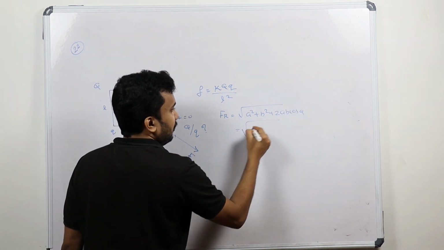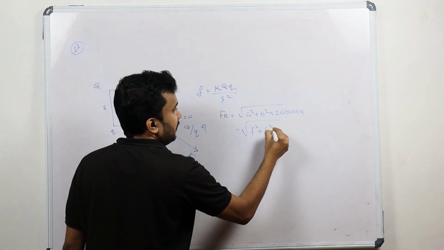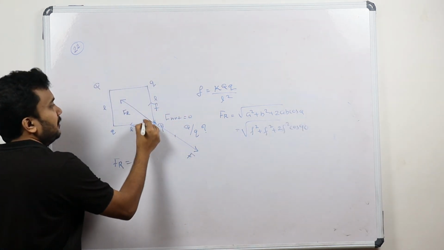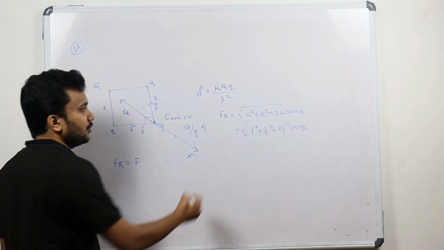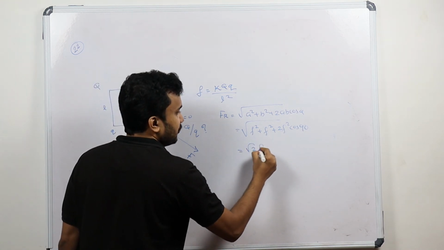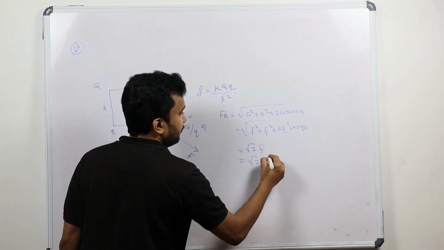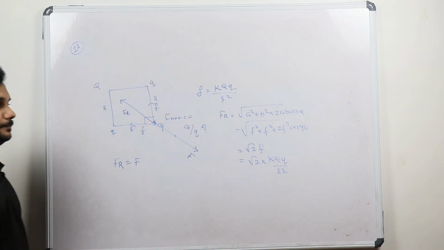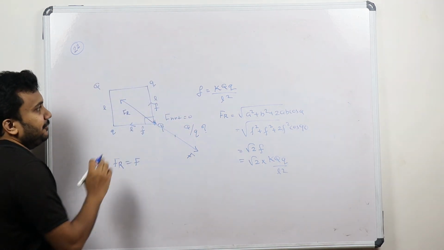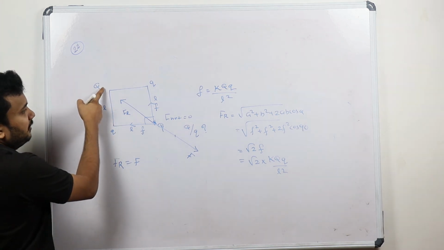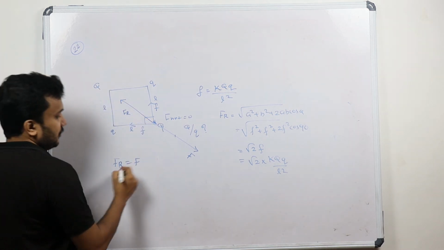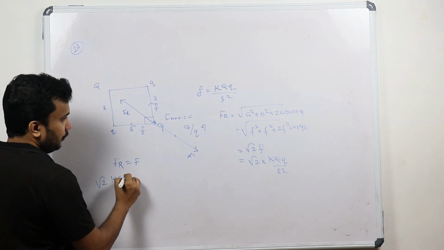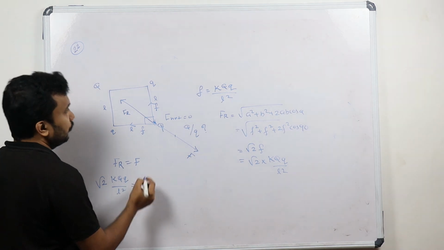So what is coming? Root of f square plus f square plus 2f square cos of 90. The angle between the two vectors is 90. So what will come? The answer is root 2 times f, which means root 2 times f is K into q divided by L square. Okay, so we got Fr, and the F value we also need to find out. F value means the force between the capital Q and this Q.